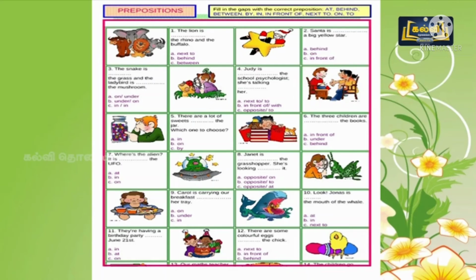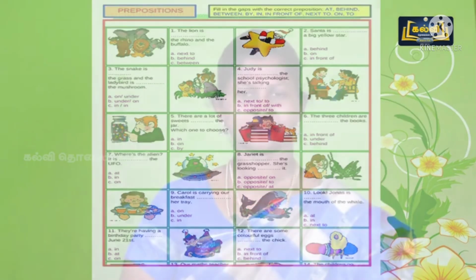The last question in this picture. There are some colorful eggs dash the chick. The options are next to, in front of, behind. Have you all noted down? It is very easy to write now.